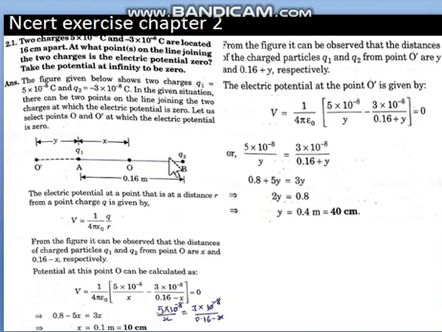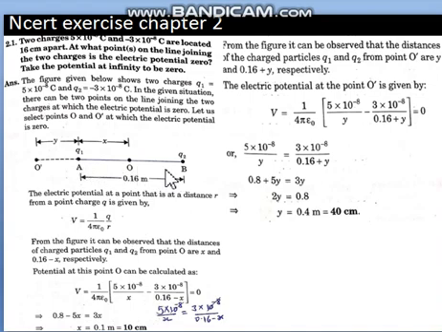So Q1 and Q2, that means 5 into 10 raised to power minus 8 is Q1 and minus 3 into 10 raised to power minus 8 is Q2. They are at a distance 16 centimeter. We will always write in meter the value in the diagram itself. Now we have to find the point on the line joining the two charges where the net potential due to both the charges is 0.